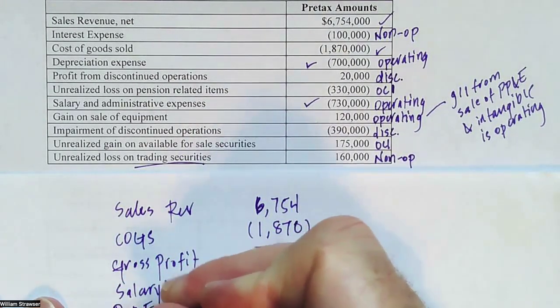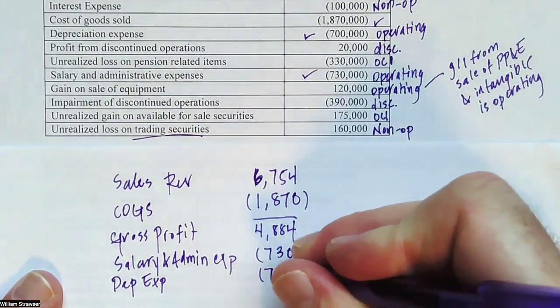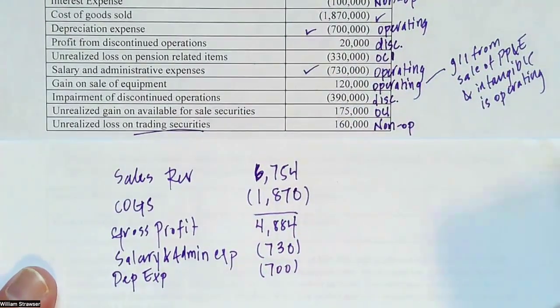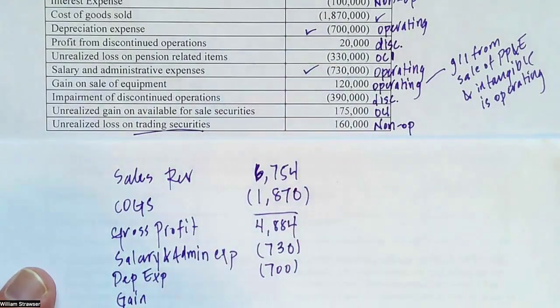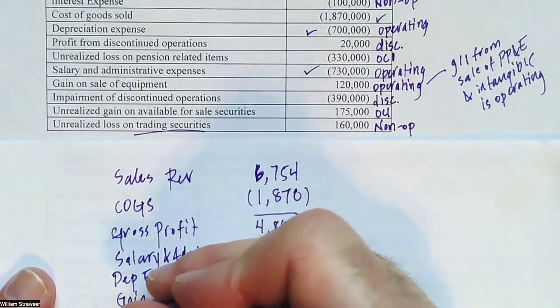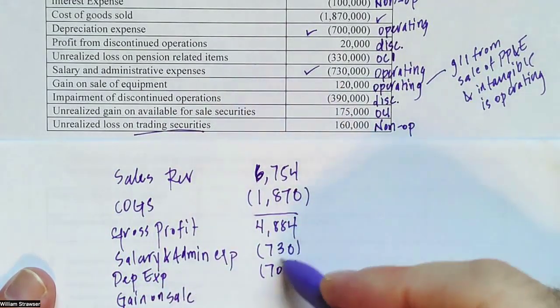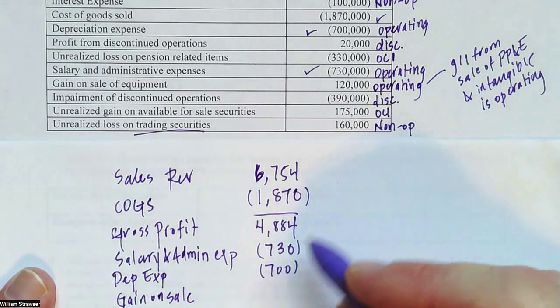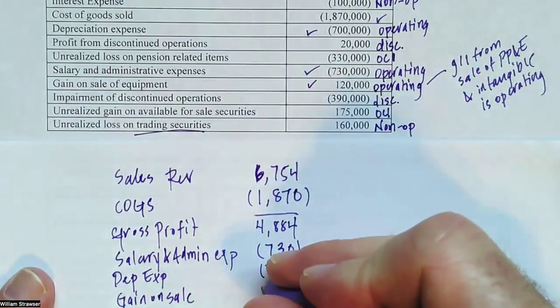Depreciation expense is 700,000. And the gain on the sale of equipment, right? Be careful when you're doing this. You can make a silly mistake and just keep thinking everything should be subtracted. But of course, the gain is positive, so we need to add that 120.